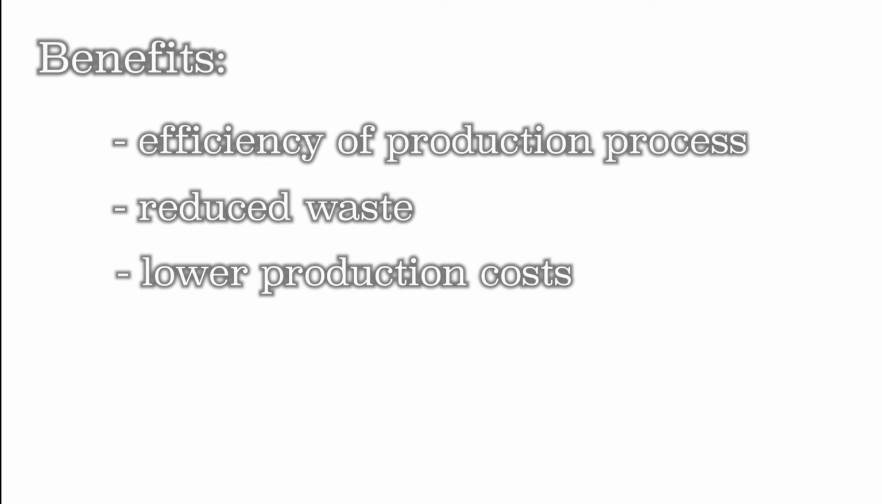Benefits and drawbacks of using Six Sigma. There are many benefits of using Six Sigma. The initial is the efficiency of your production process after using it, which can reach as low as 3.4 defects per million products made, when some companies have as high as a 10% defect rate. This brings out other benefits like reduced waste and lower production costs.